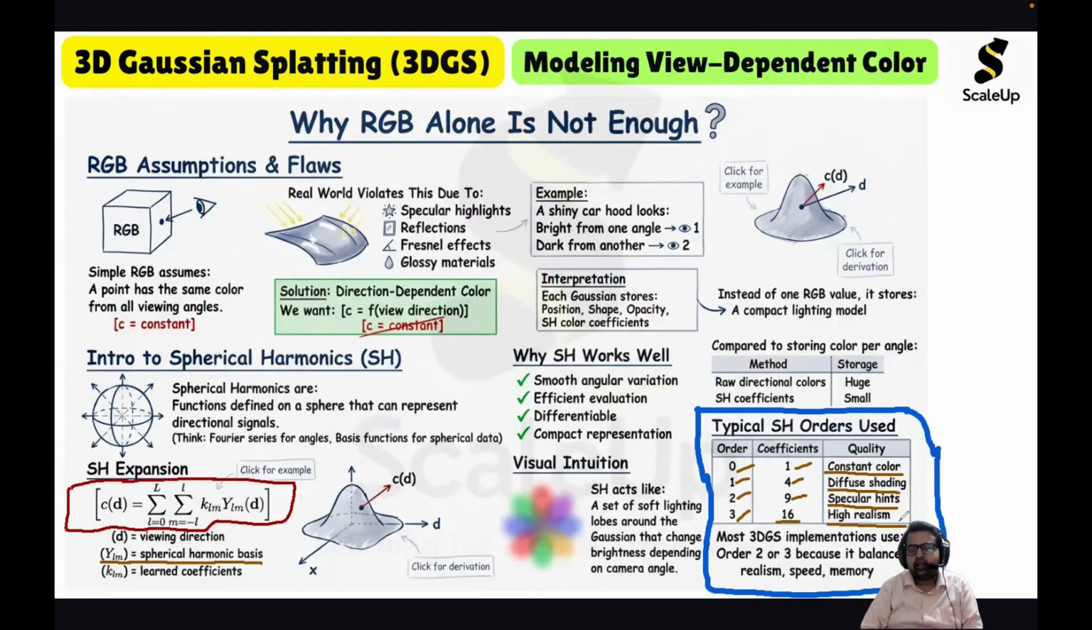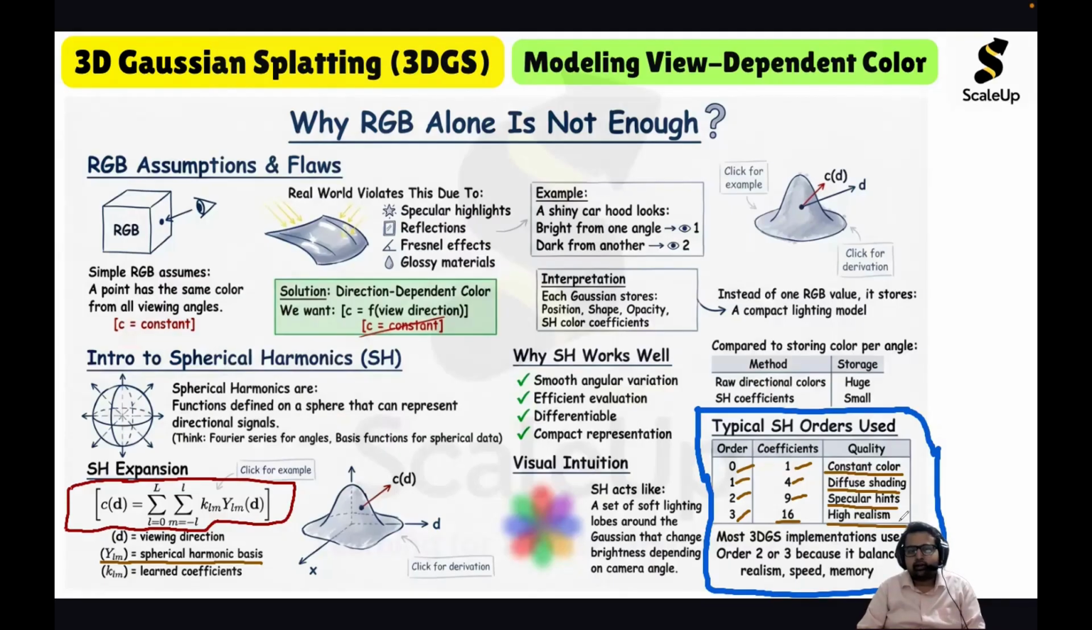That is how the degree decides the quality of the color. If we go for higher degrees, it will be more precise and more photorealistic. Most 3D Gaussian implementations use degree 2 or 3 because it balances realism, speed, and memory. So here the small l takes care of that degree. If we are going with degree 3, then the outer summation will run 3 times.